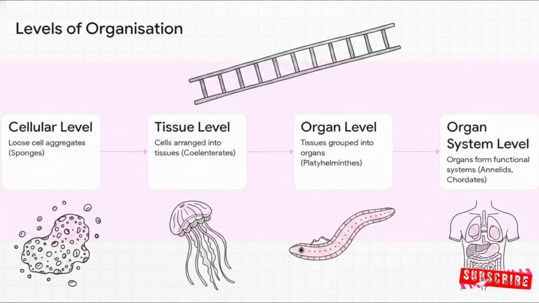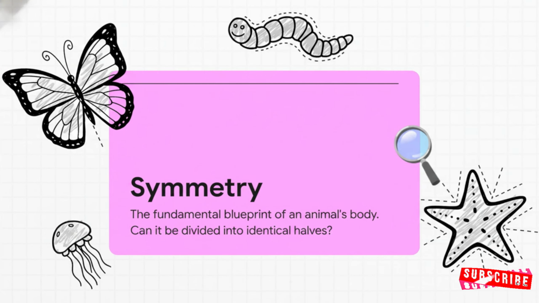Take one step up, and you find animals like jellyfish. Their cells have started working together to form tissues. Go another step, and you get creatures like flatworms, which group those tissues into actual organs. And then way up at the top, you've got animals like us, with really complex organ systems running the whole show.